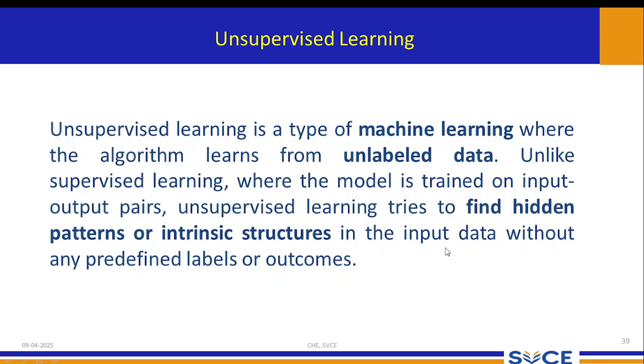Okay, unsupervised learning is a type of machine learning where the algorithm learns from unlabeled data. So, unlike supervised learning where the model is trained on input and output pairs, unsupervised learning tries to find the hidden patterns or intrinsic structures. So, this comes under unlabeled data, where the dependent variable and independent variable do not have a known correlation. We need to learn from the data how it has been correlated.